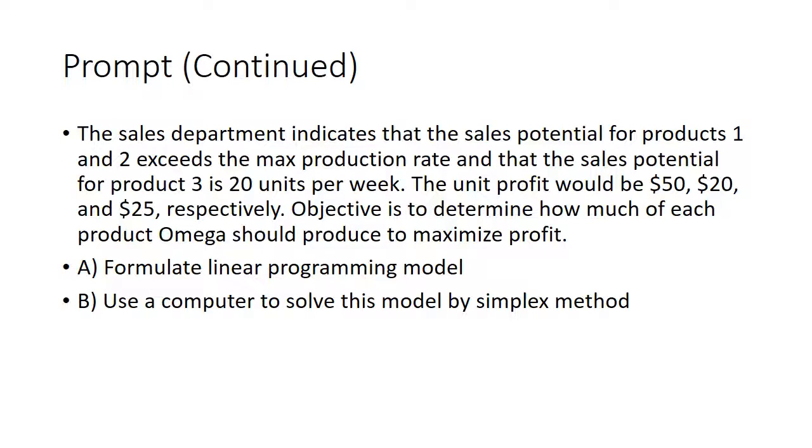The prompt continues saying that the sales department has indicated that the sales potential for products 1 and 2 exceed the maximum production rate and that the sales potential for product 3 is 20 units per week. So we could make as much of product 1 and 2 as we want and they would sell, but if we make more than 20 units of product 3, only 20 units would sell, so there's no point in making more than 20 units. In addition, the unit profit would be $50, $20, and $25 respectively for products 1, 2, and 3.